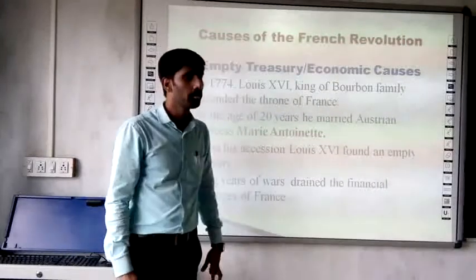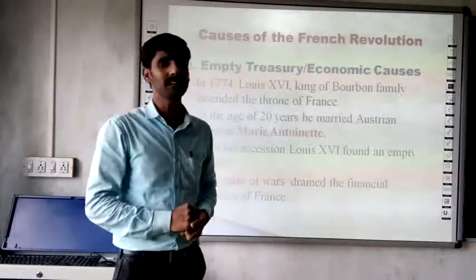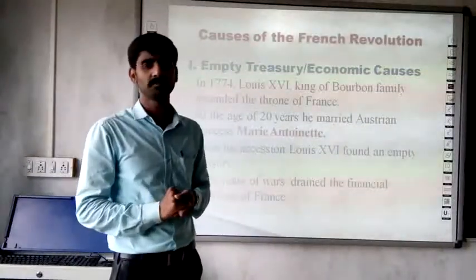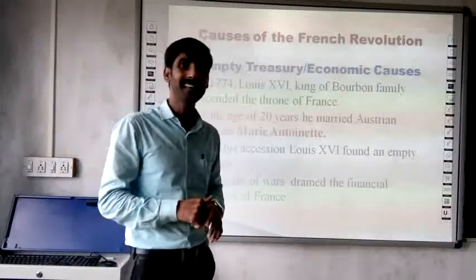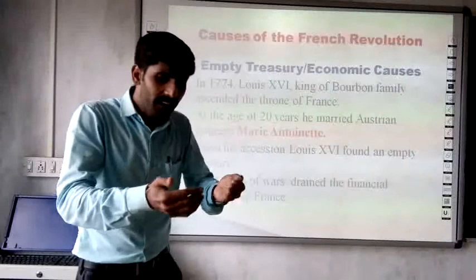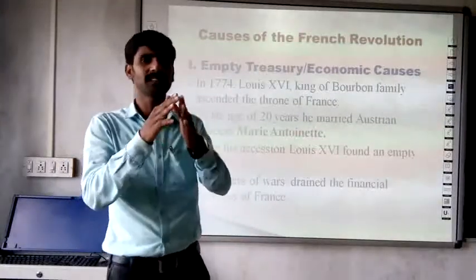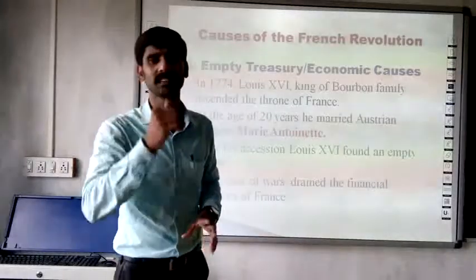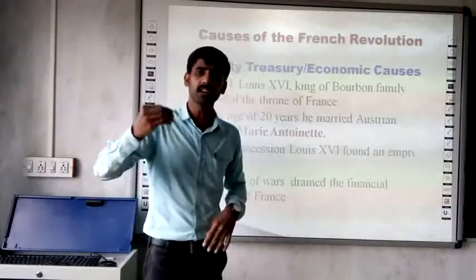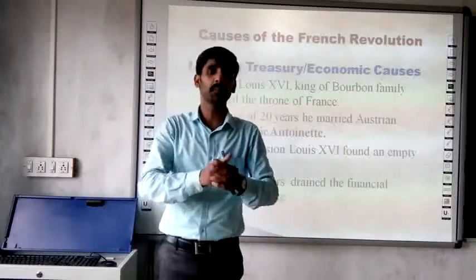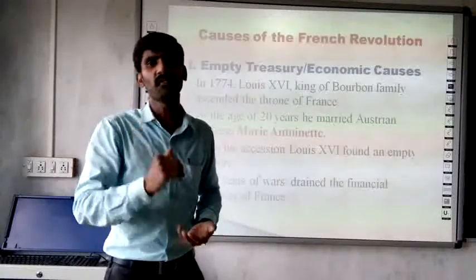So let us understand. In the year 1774, Louis XVI, king of the Bourbon family, ascended the French throne. At the age of 20, he married an Austrian princess, Marie Antoinette. When he became the king of France, he found an empty treasury. The treasury had dried up. There was no wealth in it. Why was it empty? The reason was long years of war. During this period, wars were very common and prolonged. The long years of war drained the economic resources of France.